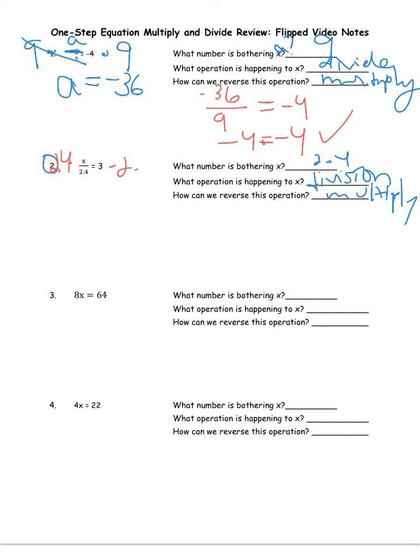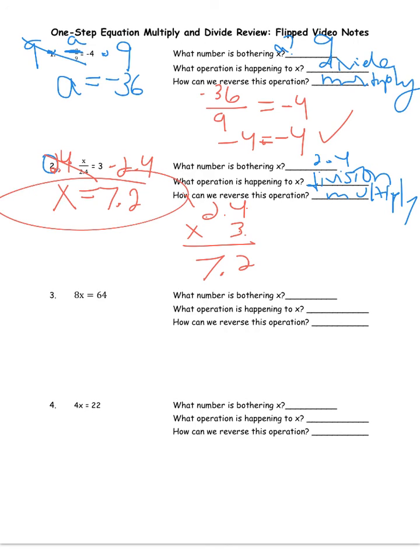If I do it to one side, I have to do it to the other. 2.4 divided by 2.4 is 1. Anything divided by itself is 1. So I'm left with just an x equals, and I don't know 2.4 times 3 in my head, so I'm going to do that on the side. 2.4 times 3. 3 times 4 is 12. 3 times 2 is 6, plus 1 is 7, and then bring your decimal over 1. So 7.2 is my final answer there.